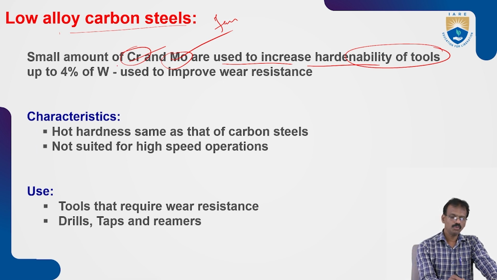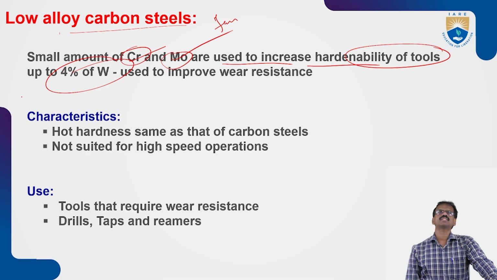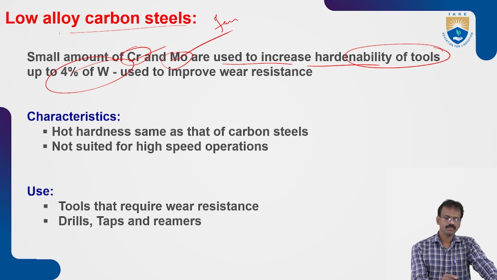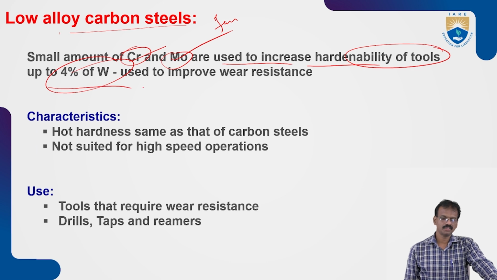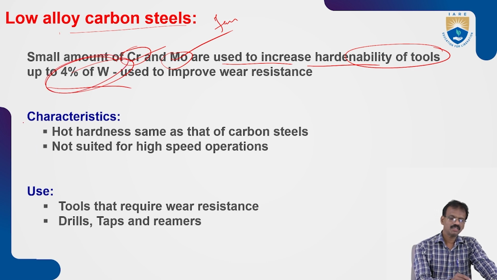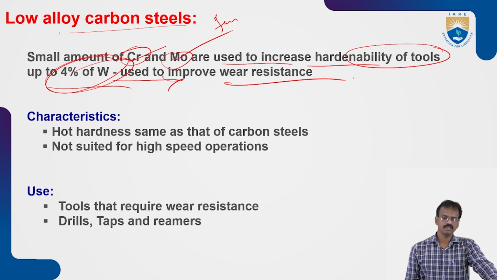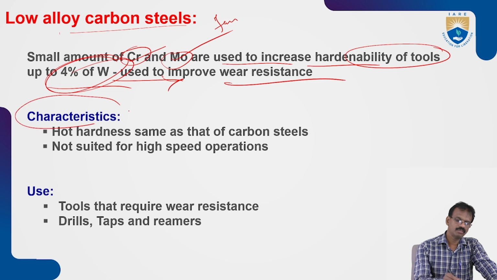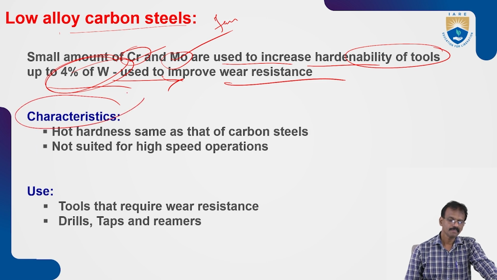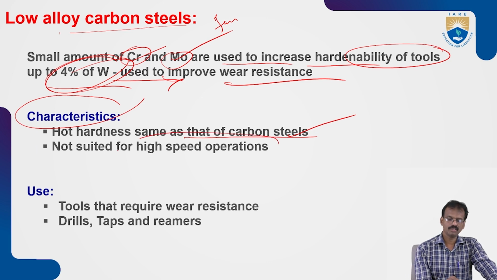Up to 4% of tungsten we will see. So this is the 4% of the tungsten. The main purpose of the tungsten is that it improves the wear resistance, so this alloying is very important. The main characteristics of these steels: hardness is the same as that of the carbon steels, here also low hardness, and not suitable for high speed operation.